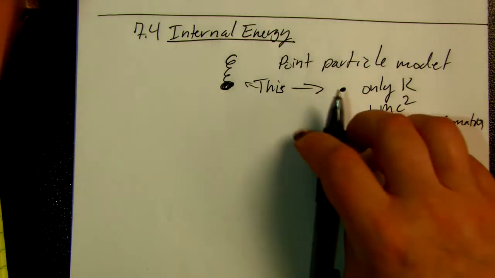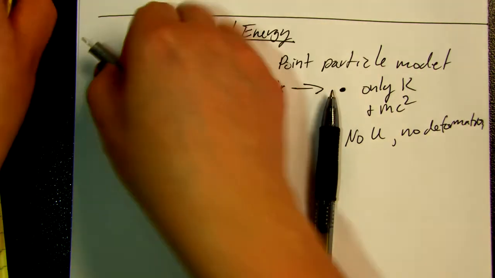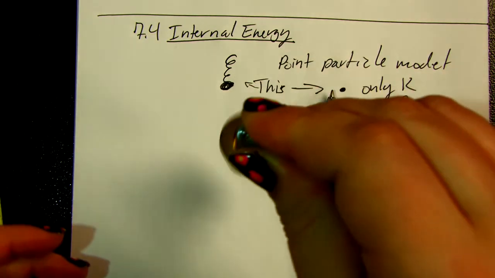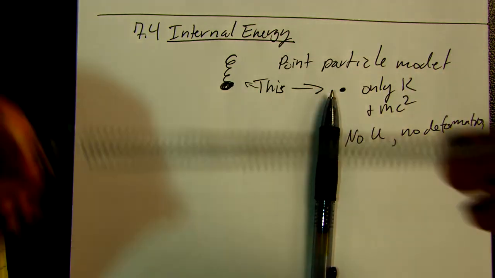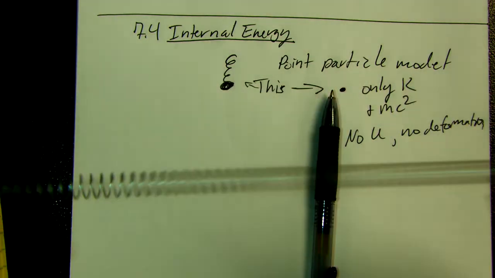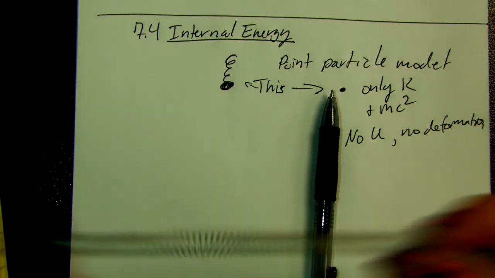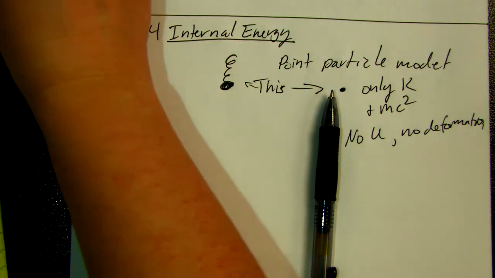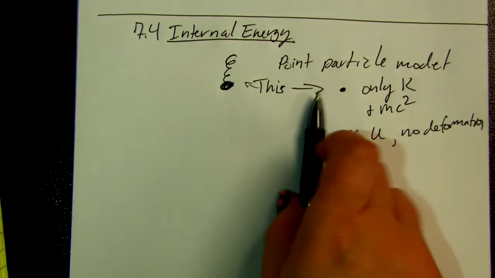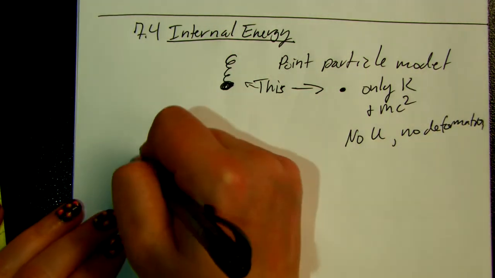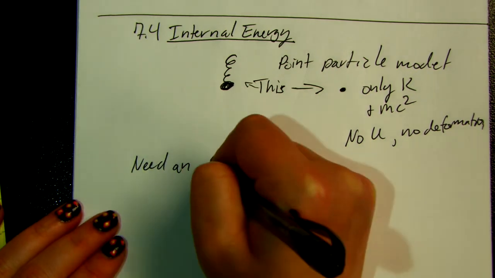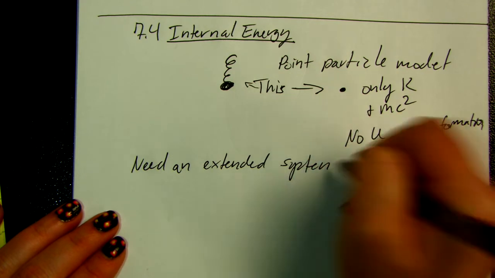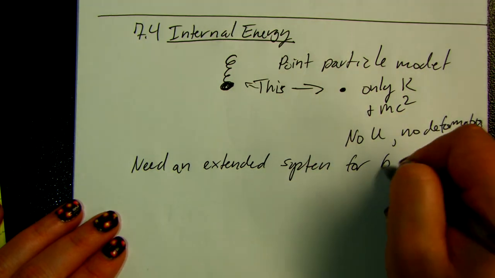So problem, because this system, now, I mean, it could be the right model depending on what your question is asking, but we can see we've got some deformation going on. And we know that we've got some potential energy that might provide us something really useful that we need to know. So what we need is an extended system for the ball and spring.